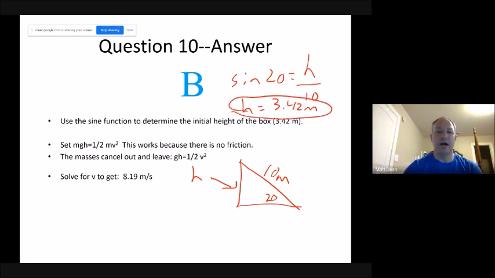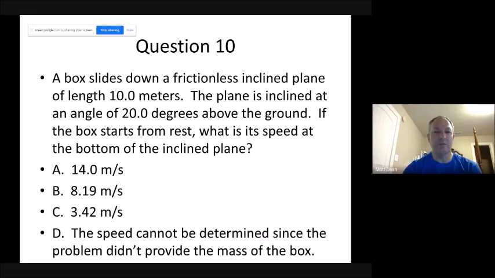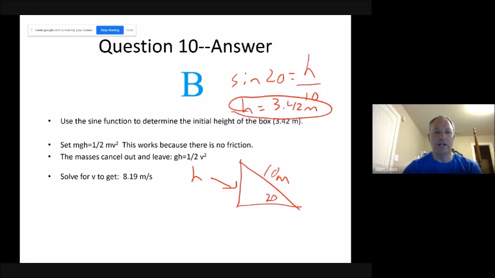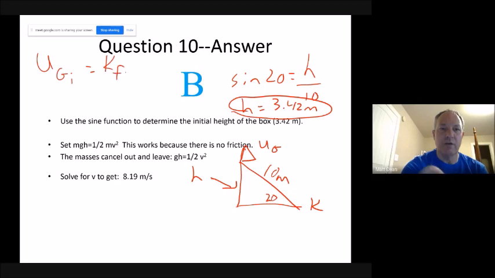We can use that height and the mass to find potential energy. But in this case, if we go back to the problem, we don't know the mass. So that becomes a bit tricky. What we do know, though, is that the plane is frictionless, which means that all the potential energy that we started with up here should be kinetic energy by the time we get down here. So let's write it something like this: initial gravitational potential energy should equal final kinetic energy.